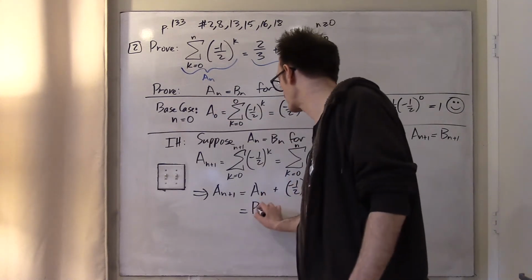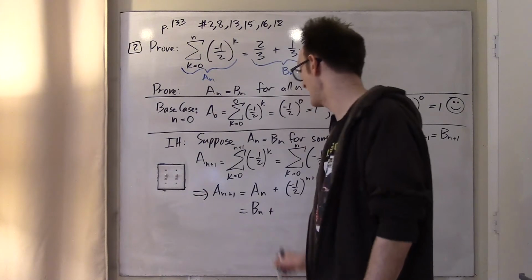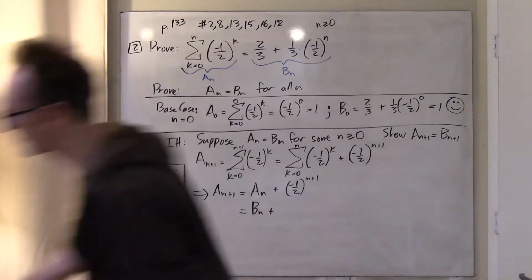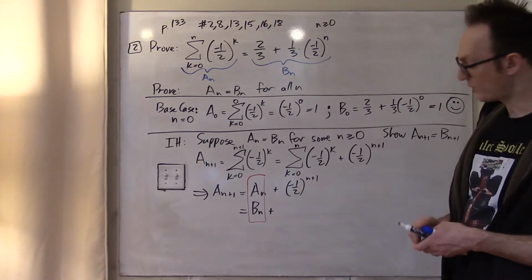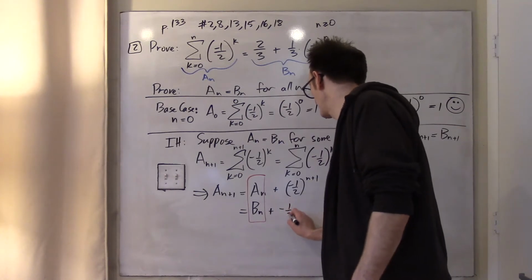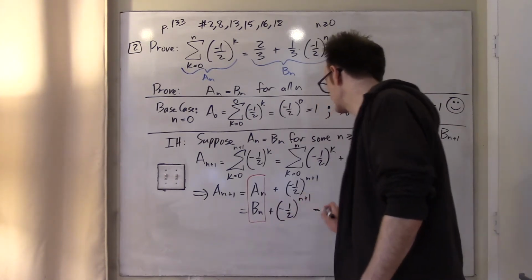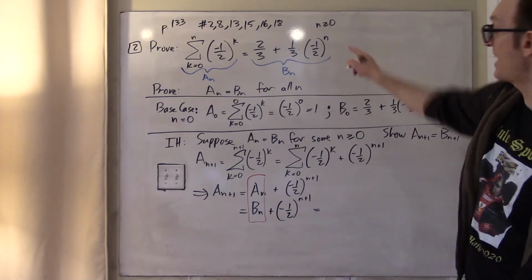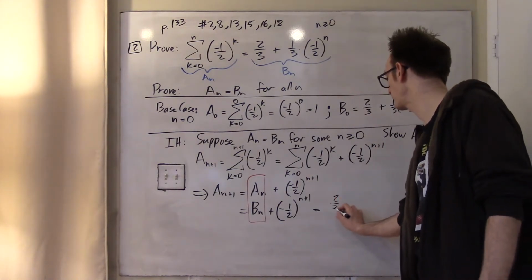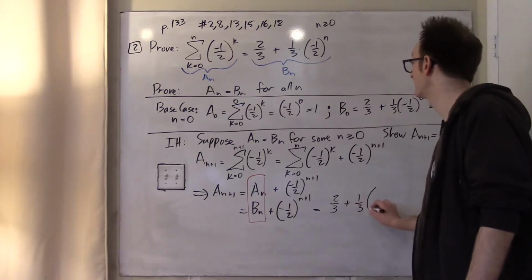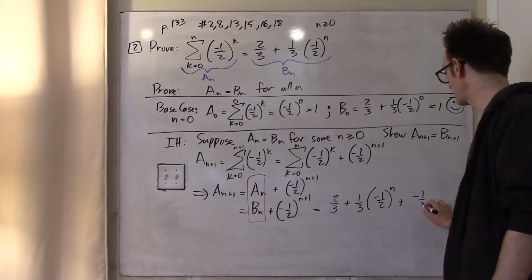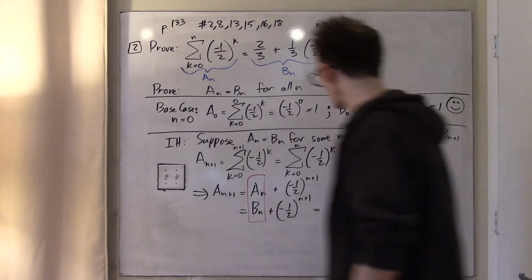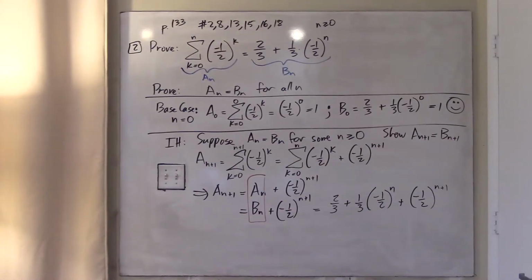And so if the formula works for n, then a sub n equals b sub n, and so I perform a kind of replacement now with these two expressions. Right, what is b sub n? It's that. And so here's where I am right now. I have 2/3 plus 1/3 negative 1/2 to the n, that's just b sub n, plus negative 1/2 to the n plus 1. And now all the work remains in showing that this is b sub n plus 1.